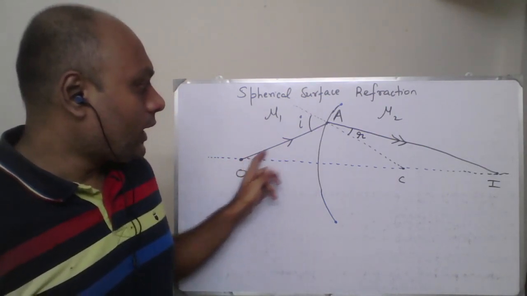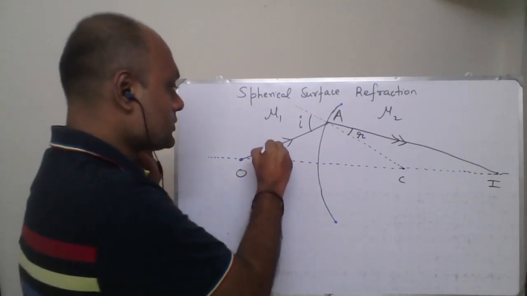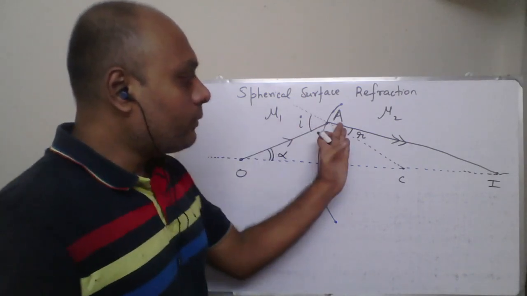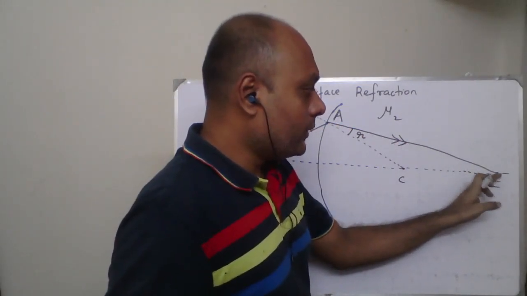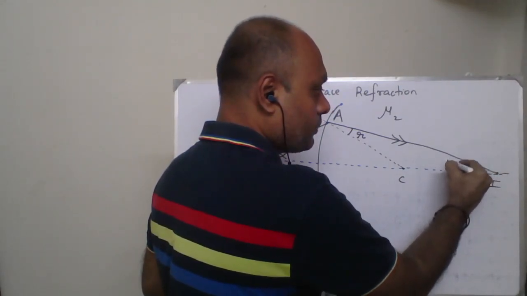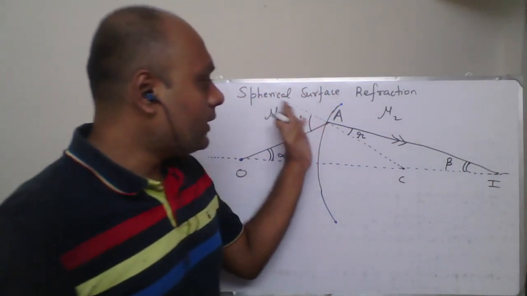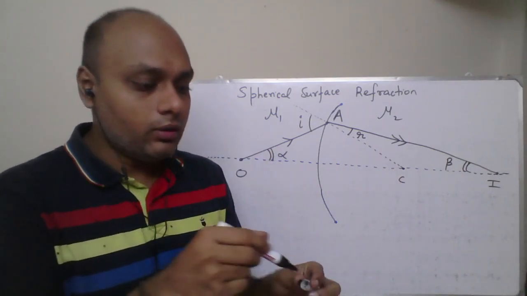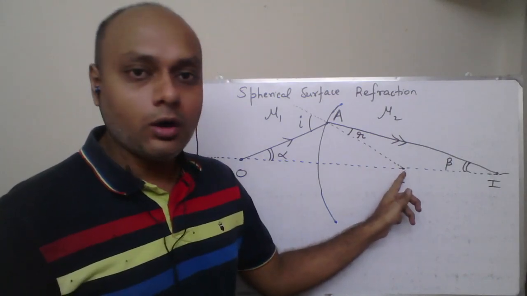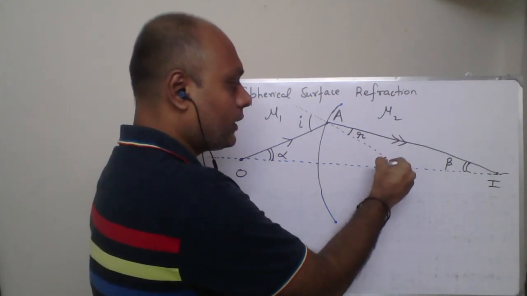So I am going to take angle made by the incident ray with optical axis. This angle I am going to take as alpha. Angle made by the refracted ray, where the image formation takes place, with the optical axis, I am going to take as beta. And angle made by the normal, so normal will pass through the center, right? At where it intersects the optical axis, that angle I am going to take as gamma.